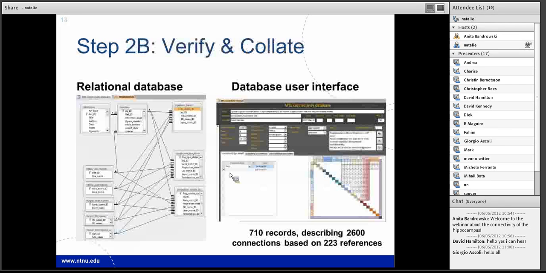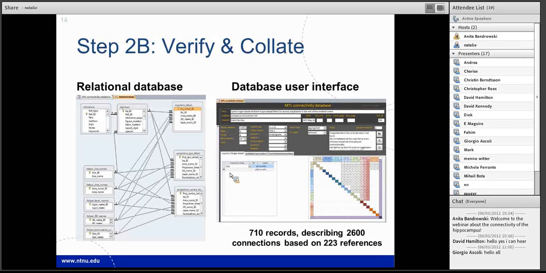Finally, each connection was verified for accuracy by a second collator, and only when approved was it entered into our relational database. We created a relational database in Microsoft Access. The left image displays the tables and their relations. On the right side of the screen, you see the data entry interface.